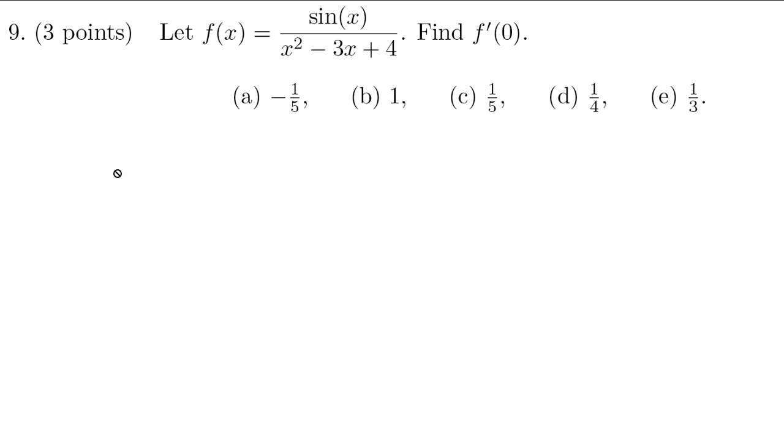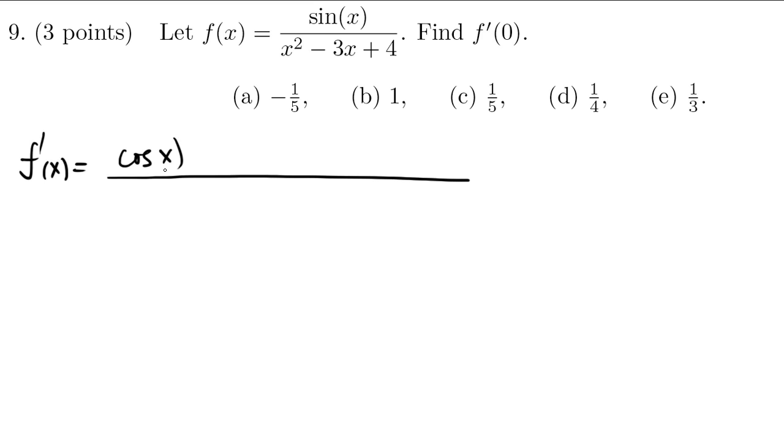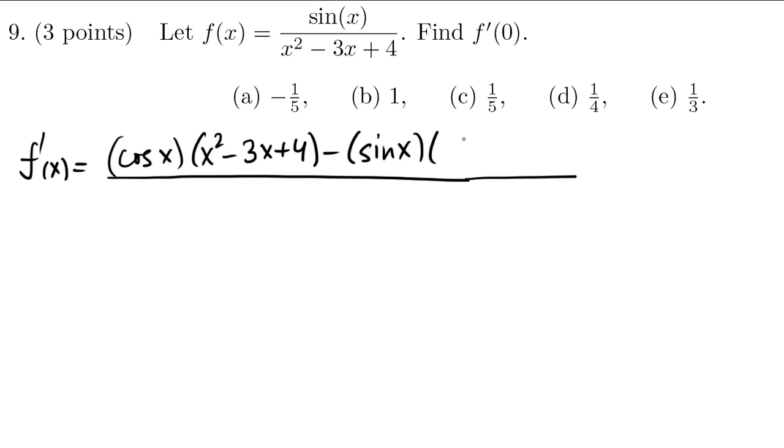All right, number 9. How do we do this? This is basically the same question as we just did, except we're going to have to use quotient rule, right? So quotient rule, make sure you do the derivative of the numerator first. The derivative of sine is cosine times denominator left alone. Now I'm going to leave the numerator alone and multiply by the derivative of the denominator. So that's 2x minus 3 plus 0.